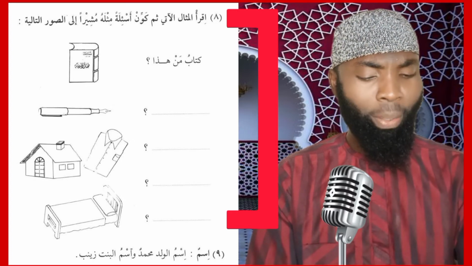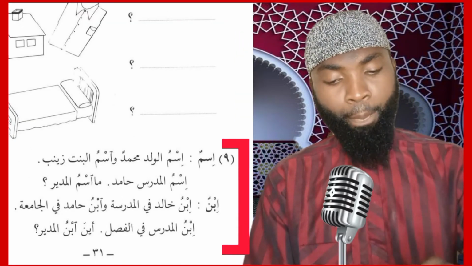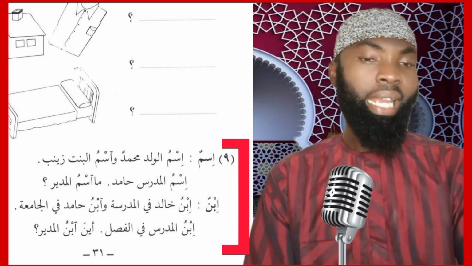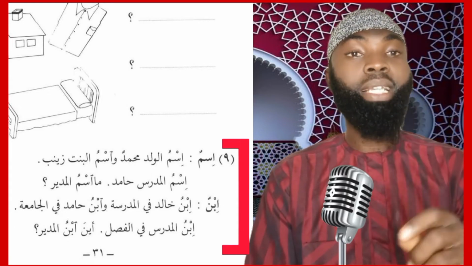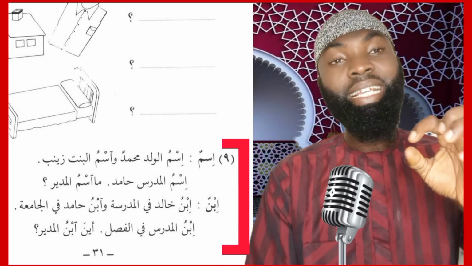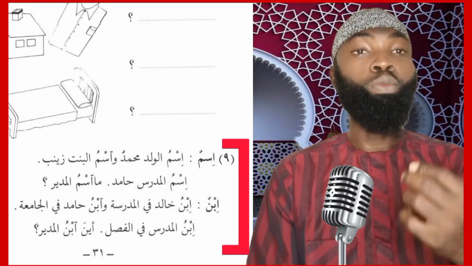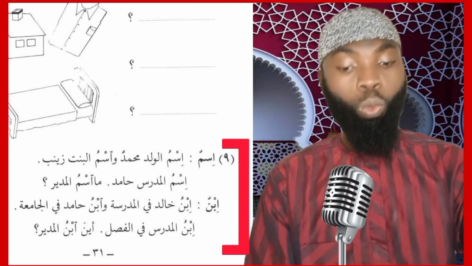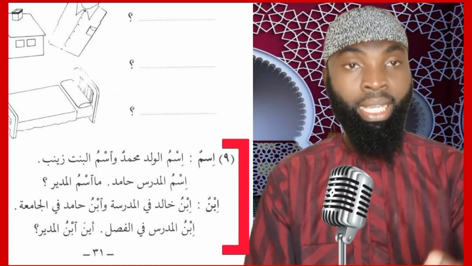MashaAllah. Now number 9 we have Ismun. Ismul waladi Muhammadun. Wasmul binti Zainabu. We said earlier that the word ismu begins with an alif, a hamza, and this hamza is called hamzatul wasl. This type of hamza is pronounced when it begins a sentence and is at the beginning of the word, so you pronounce it with the i sound, ismu. However, when it appears in the middle of a sentence, what do we do? We drop it, we do not pronounce it, and we say wasmu.